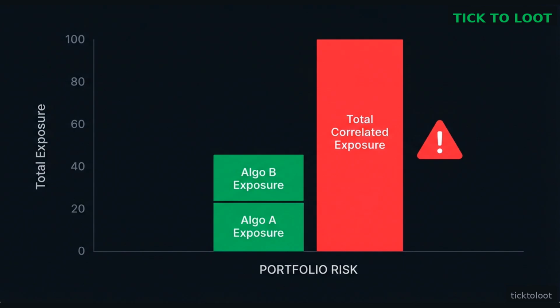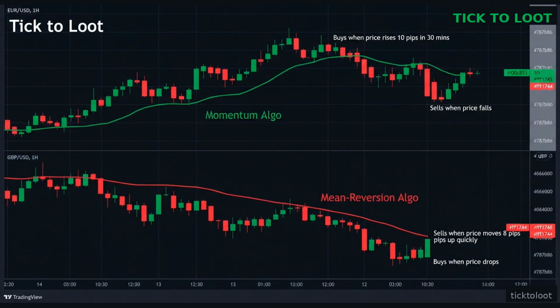In short, ignoring correlation is like walking a tightrope with a blindfold. One misstep can send you crashing. The next steps will show you how to measure that correlation and act on it before the market gives you a surprise.